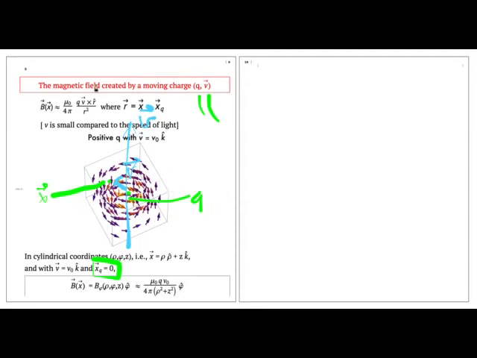The strength of the magnetic field decreases as 1 over the distance squared, the distance to the charge. If we use cylindrical coordinates, rho, phi, z, we use the z-axis. So let's say x, the position of this point, is rho times rho hat plus z times k hat. And v is v0 k hat, so that's a velocity directed in the z direction. That's the direction of k hat.